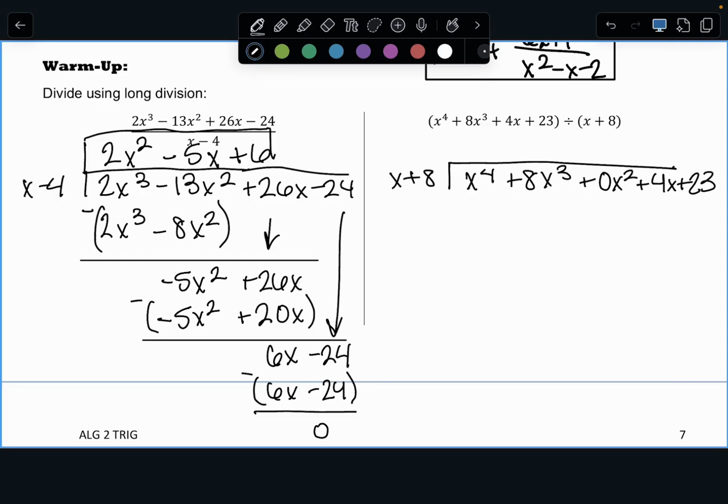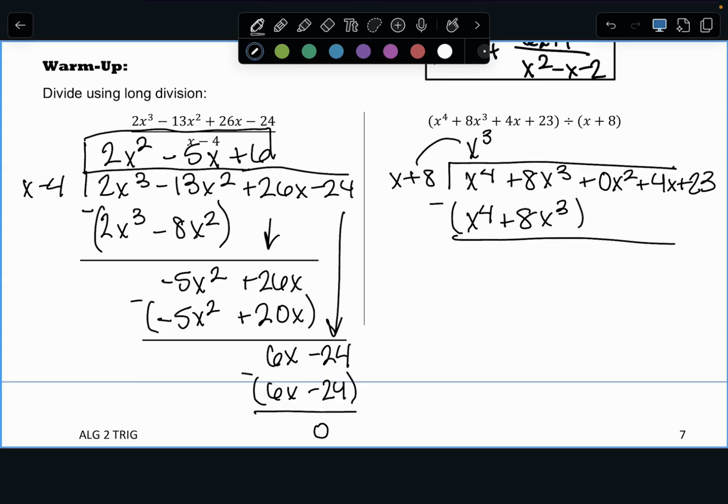We do the same thing. The 1s are fine. 1 fits into 1 one time. What should my exponent on x be up here? 3. 4 minus 1 is 3, so x cubed. We multiply that to each piece. x to the 4th plus 8x cubed.